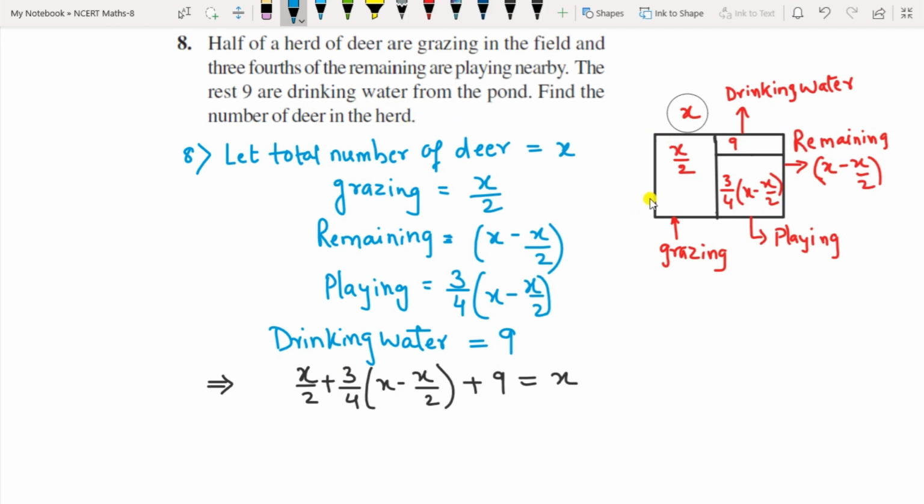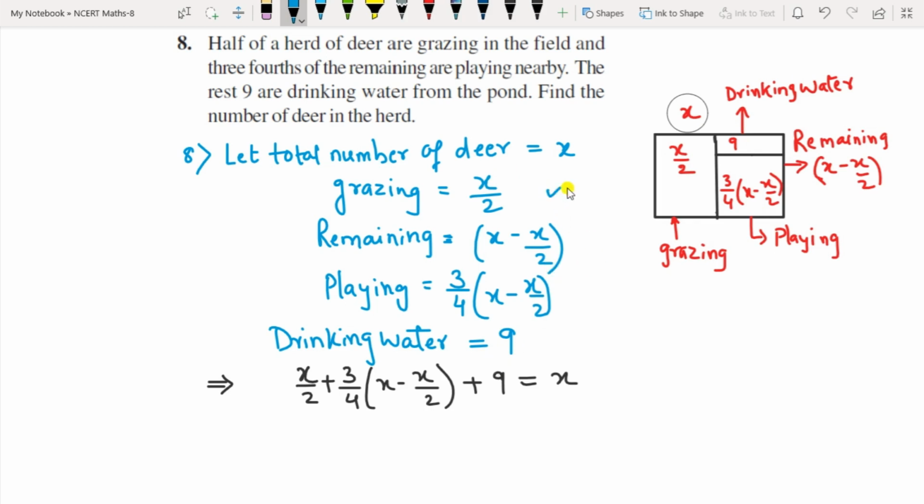So let this rectangular box be the total number of deer, that is x here. Half of them are grazing. Okay. So remaining half becomes how much? From total you need to minus the grazing one. So it becomes x minus x by 2, that is the remaining one. So this block is the remaining one. From this remaining, 3/4 of them are playing and the remaining 9 are drinking water. Okay. So that is all about these statements.